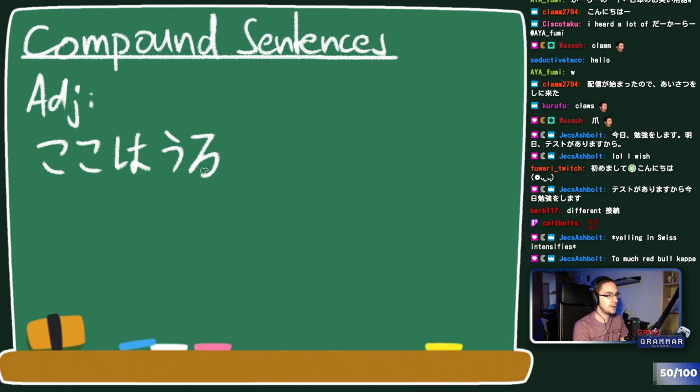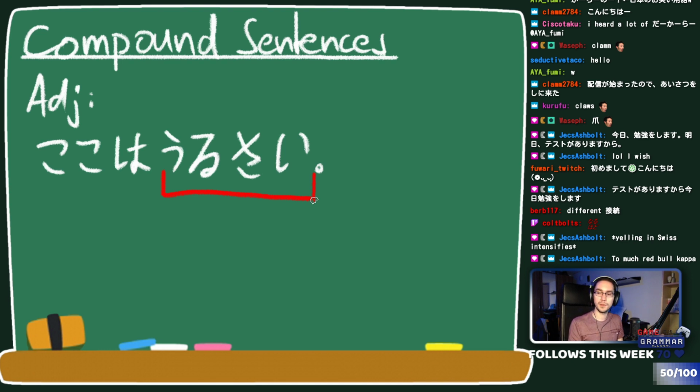Why did I have to think so long about urusai? Koko wa urusai. Now, this itself could be a finished sentence, an informal one, but it's a finished sentence, because remember, we talked about this in the past. Adjectives can act as predicates. So this is a perfectly fine sentence.